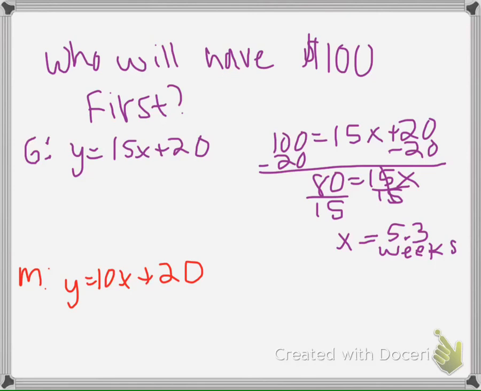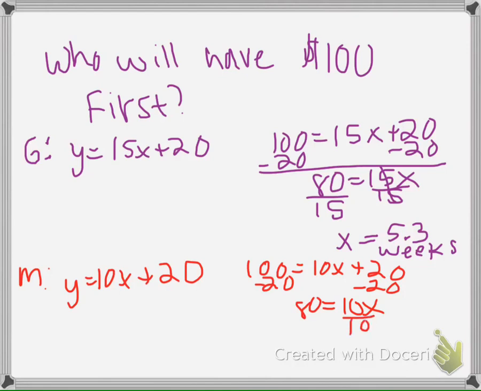Now for Mark, I do the same thing. 100 equals 10x plus 20. I subtract 20 on both sides. 80 equals 10x. Divide by 10 on both sides. And I end up with 8 equals x. So it's going to take him 8 weeks to get $100. So obviously George would have it first. So you should have explained that George would get $100 first.